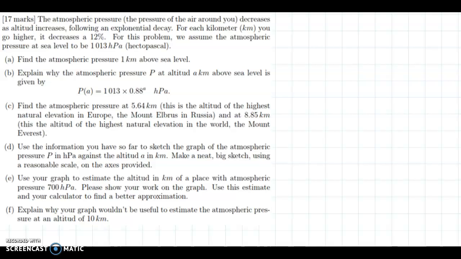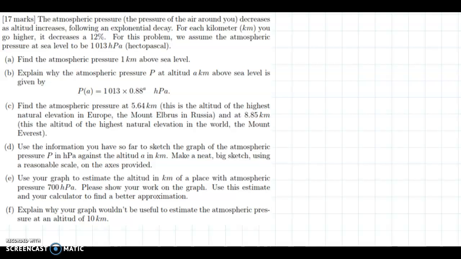Hello, in this video we are going to look at a question from an exam from a few years ago. It's related to how the atmospheric pressure decreases as the altitude increases. The question says that it does so by following an exponential decay. So we are studying exponential functions and we want to make a really neat graph of this. So that's one of our main goals over here.